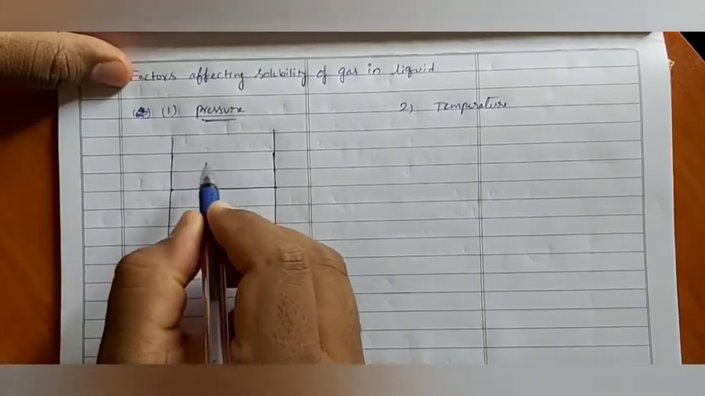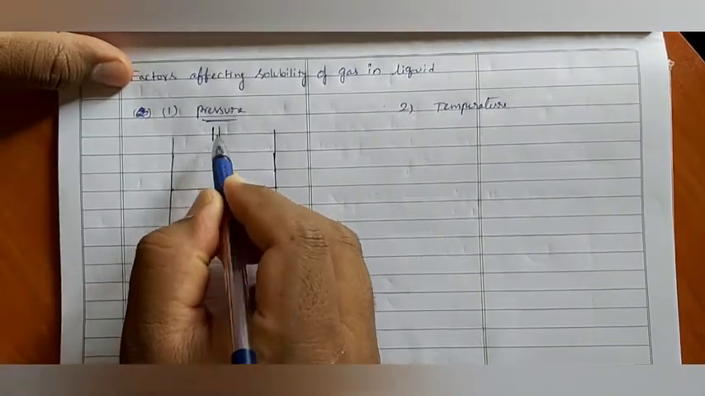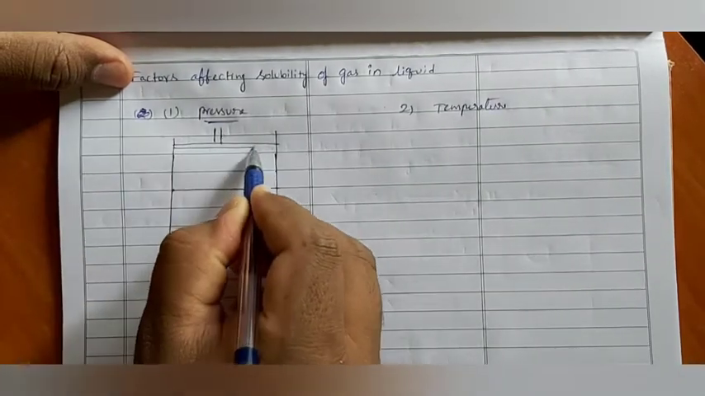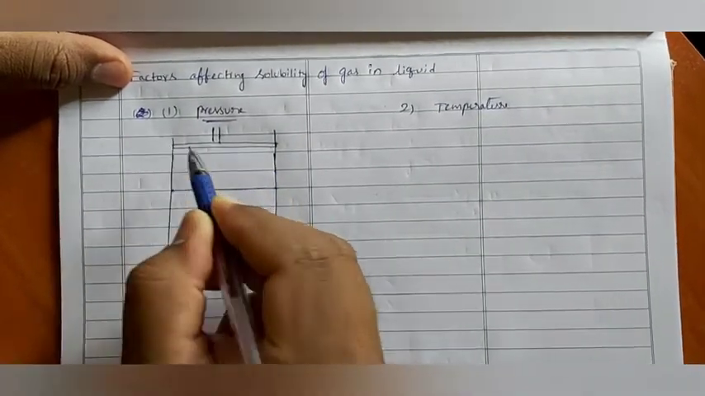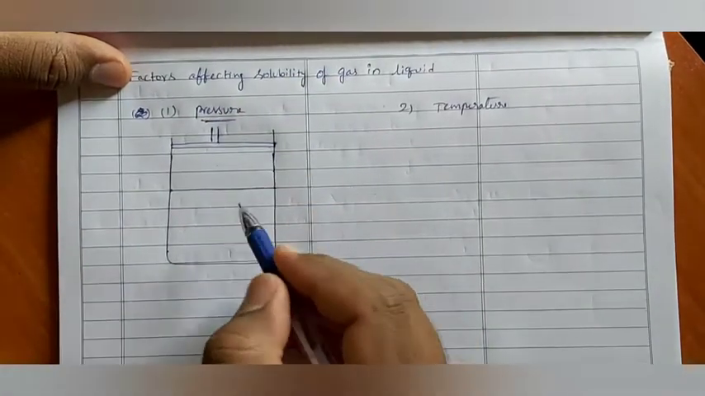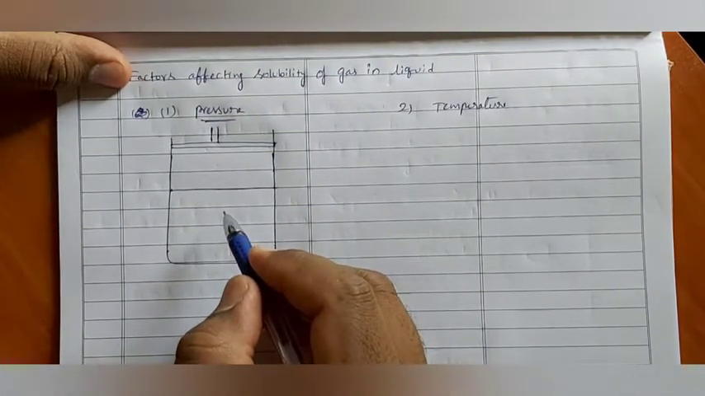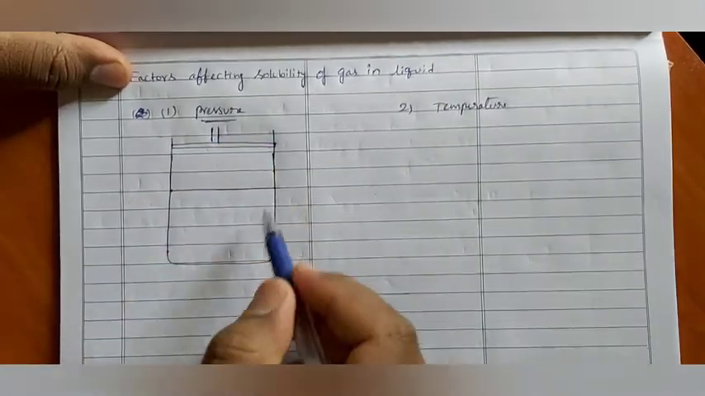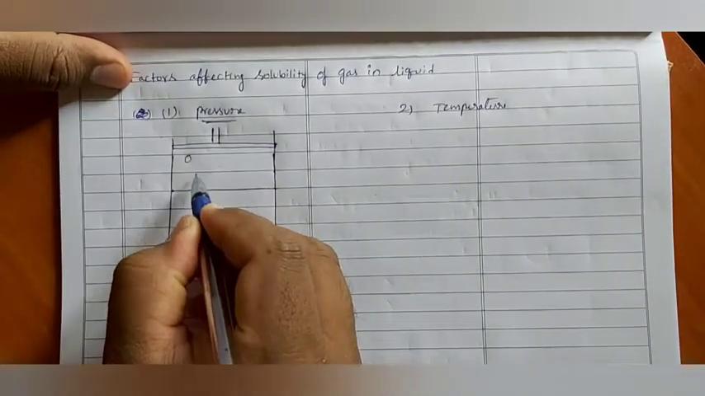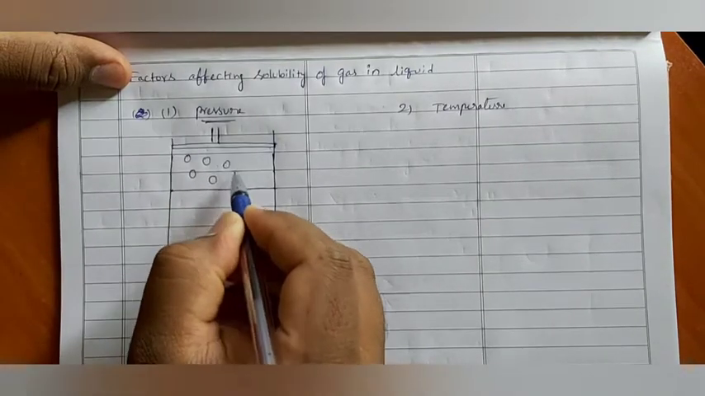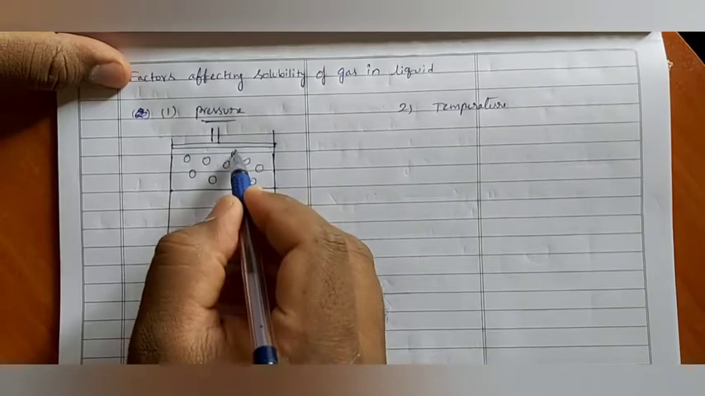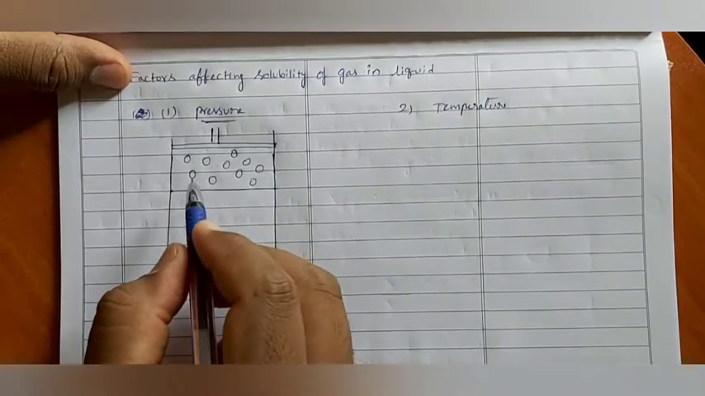Some gas is kept here, fitted with a piston. This piston can be moved up and down. This is the initial condition. At this initial condition, there are a total of 10 gas molecules.